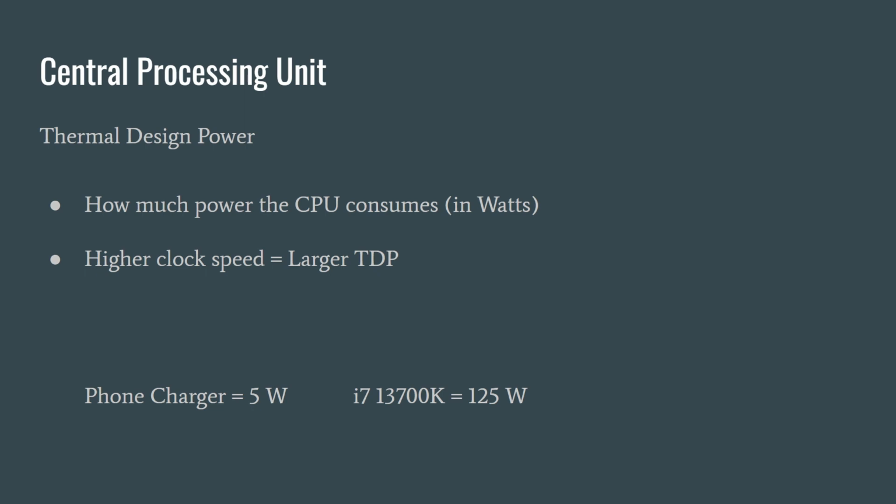I mean, if you look here, a phone charger consumes maybe 5 watts, whereas just the i7-13700K alone, just the CPU, consumes 125 watts, and you can easily get up to like 850 watts total power for your PC. So yeah, power is a consideration, but again, if you are going for performance, you're probably going to have to just make a sacrifice for power.